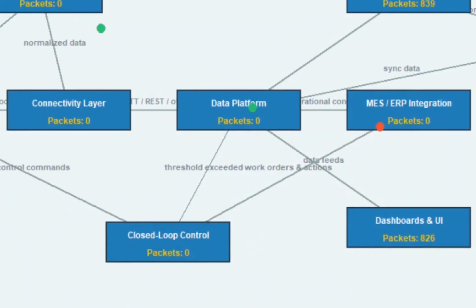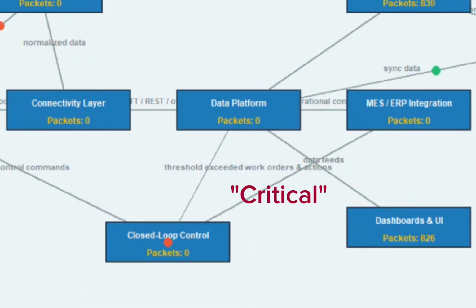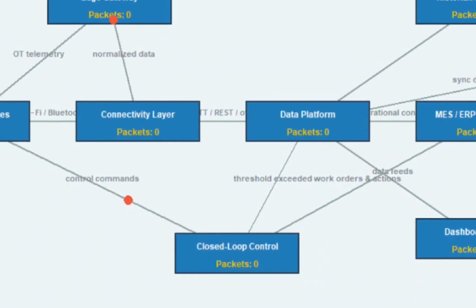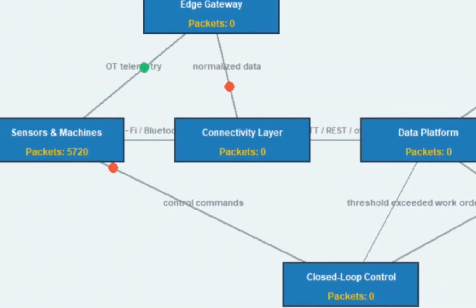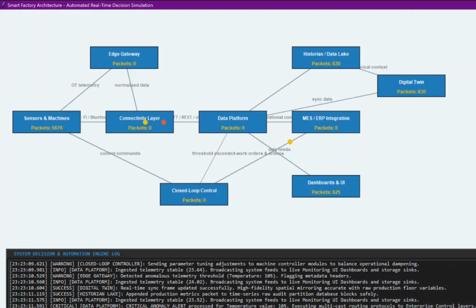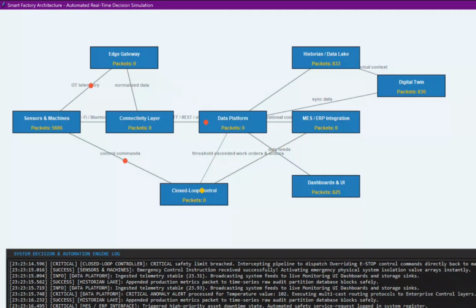However, the most important action occurs when the packet reaches the closed-loop controller. Because the packet is classified as critical, the controller bypasses all non-essential processes. It immediately generates an emergency shutdown command and sends it directly back to the sensors and machines. This automatic response helps prevent equipment damage, product defects, and safety risks.